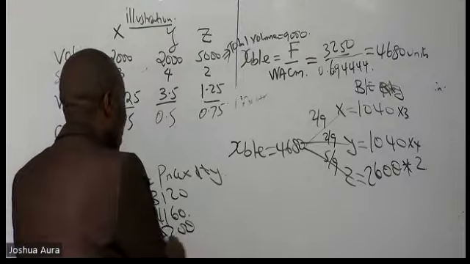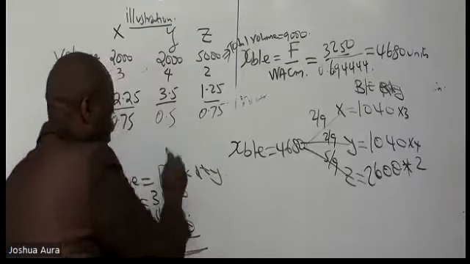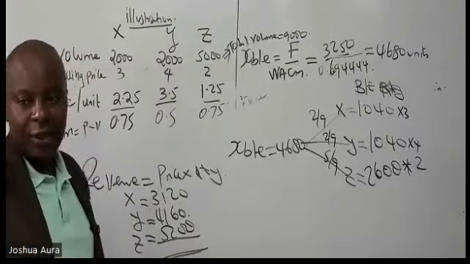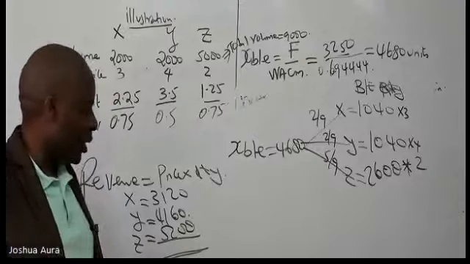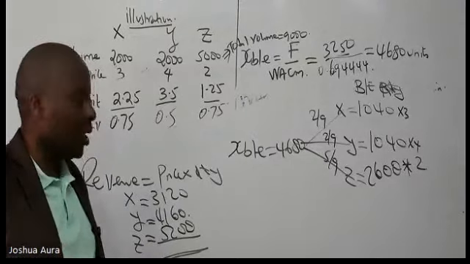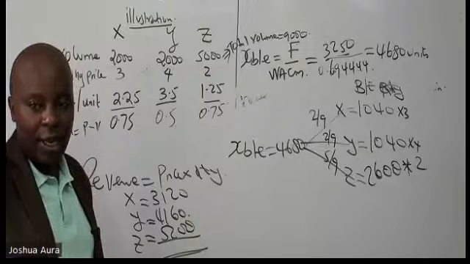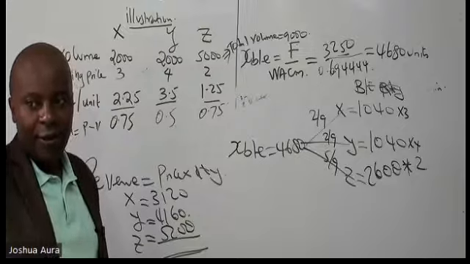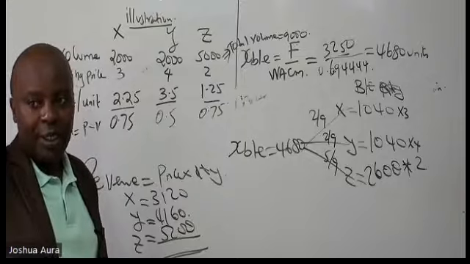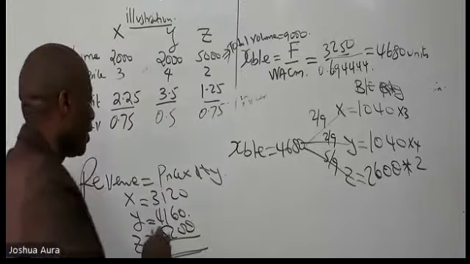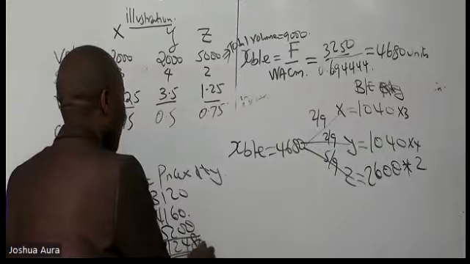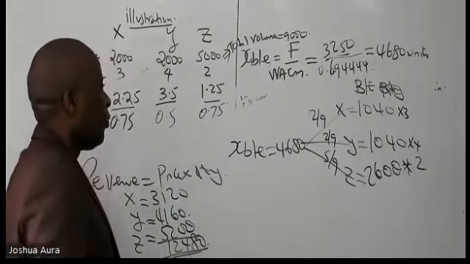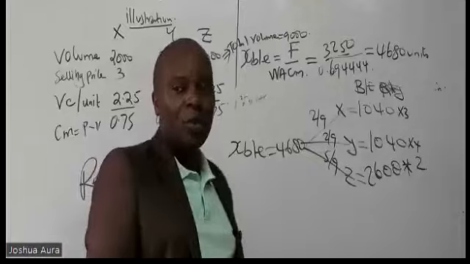So total will end up giving me what figure now? Please add the 3. If you were to add the 3, what shall you end up getting at the end of the day? 12,480. You have fully answered part 1 of this question.